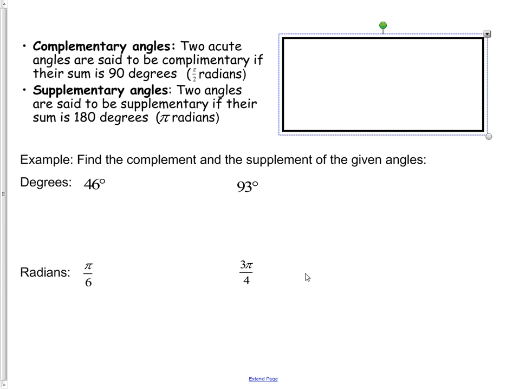So now let's talk about a couple more terms, complementary and supplementary angles. Complementary angles are two acute angles that are complementary if their sum is 90 degrees or pi over 2 radians.